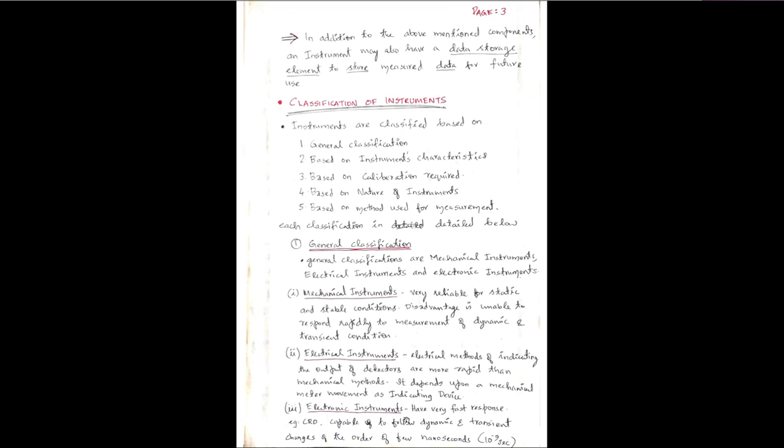Then electronic instruments have very fast response. Example, a CRO is capable of following dynamic and transient changes of the order of a few nanoseconds. So these electronic instruments are very fast, and they are fast for both static and dynamic operations. So these are the general classification.